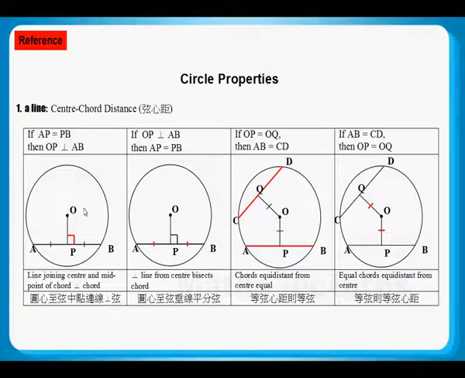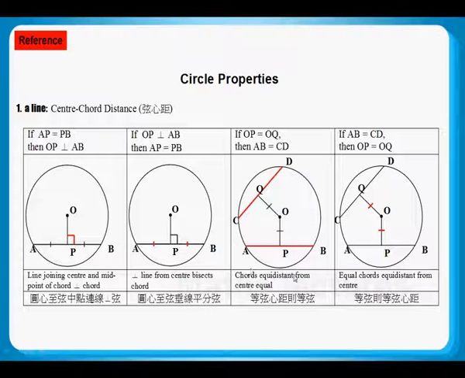I will use this logic to help me memorize the first two circle properties. If even, then perpendicular. The line joining the center and the midpoint of a chord, which is even, is perpendicular to the chord. If perpendicular, then even: a perpendicular line from the center bisects the chord.